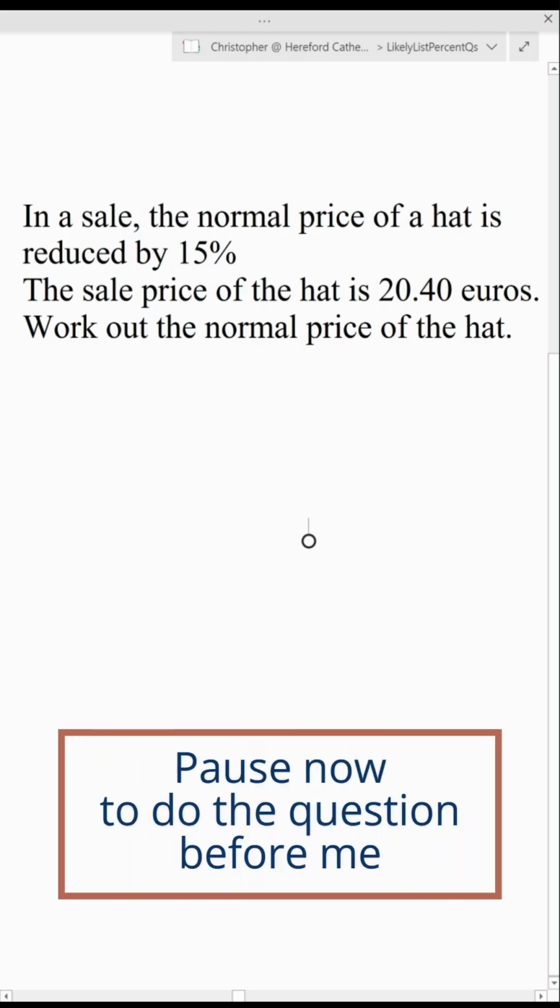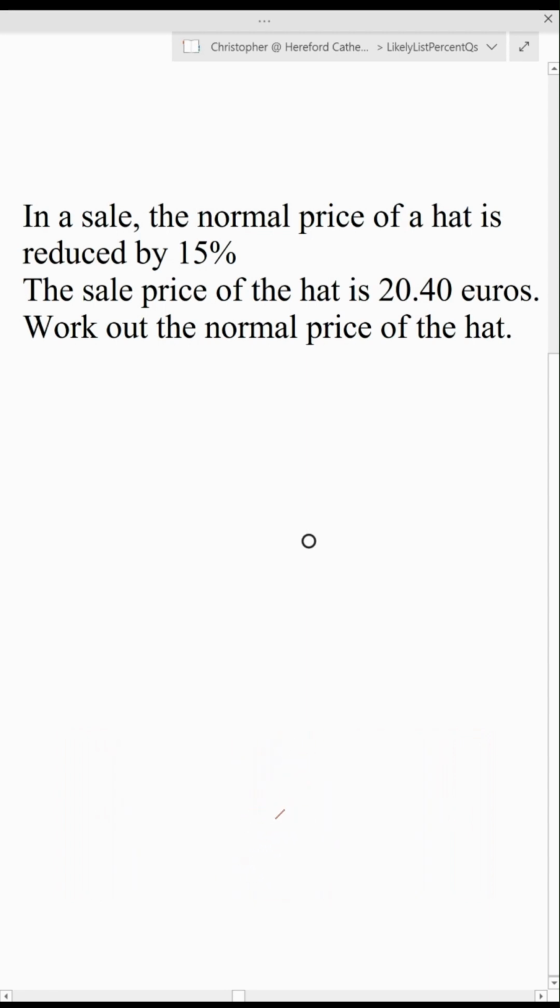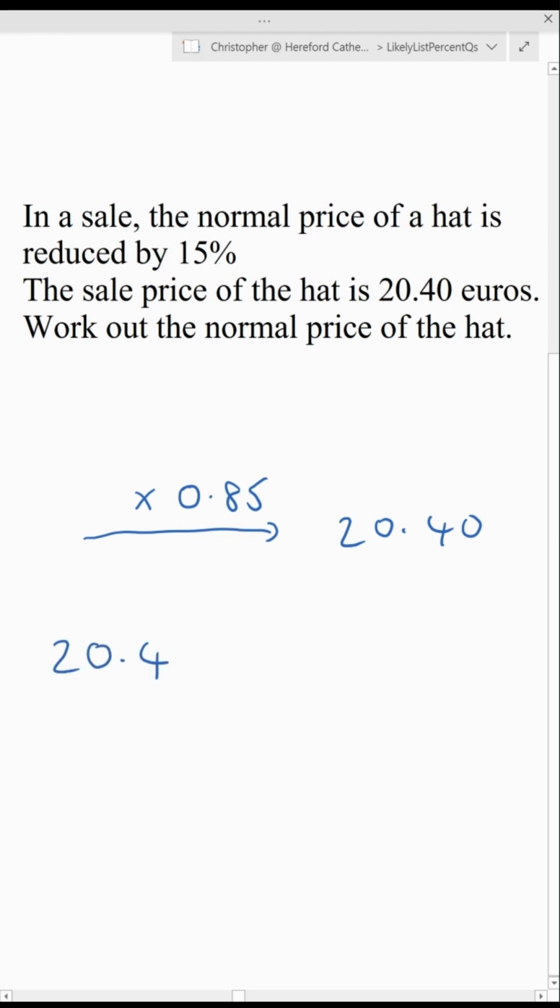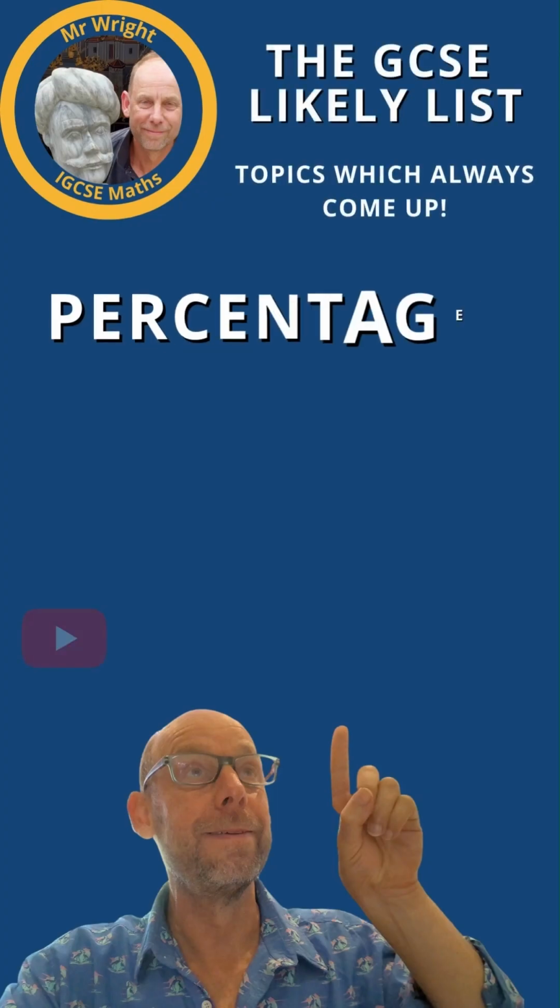Pause now to do the question before me. Right, so the price has been reduced by 15%, so the original price multiplied by 0.85, and the sale price is that. So to find the original price, I'm going to do 20.40 divided by 0.85, which tells me that the normal price of the hat was €24.